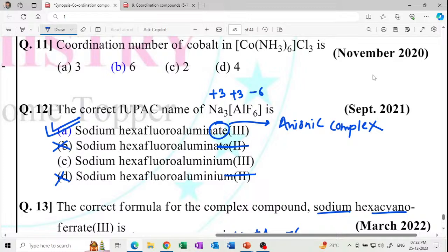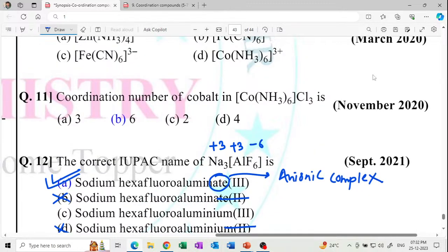The correct IUPAC name of the following complex Na3AlF6 is: get it? Sodium hexafluoroaluminate. So this is your correct formula. Calculate the oxidation state, rule out the two options, and second, it is an anionic complex. So anionic complex takes ATE. So this is aluminate. This is your answer.